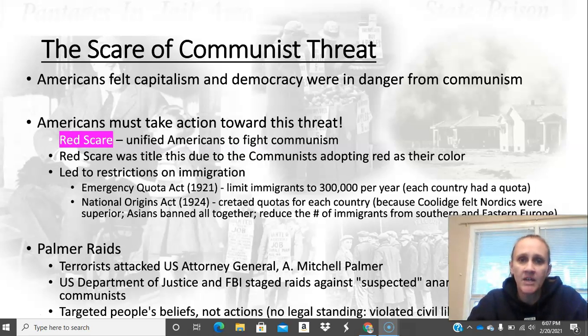And with the idea of communism, where the government owns all those means of production, they determine what to make, who to make it for, who to sell it to, what the prices are, and how much they're going to make of that product. Americans feel that's kind of the opposite of democracy and exactly what they don't want to see in the United States. So Americans feel they have to take action towards this threat of communism.